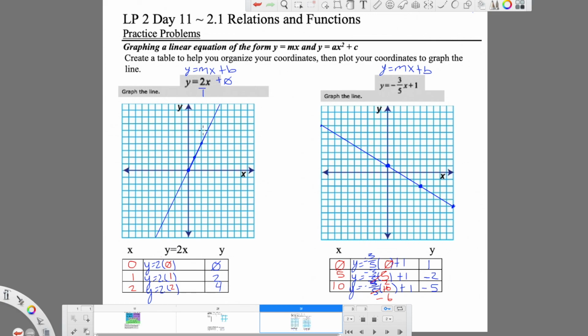All right, so this was graphing linear equations in the form of y equals mx. We really didn't touch on the next one here.